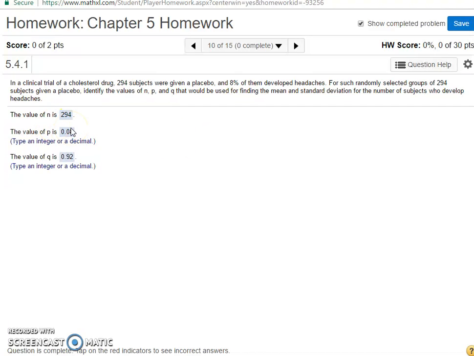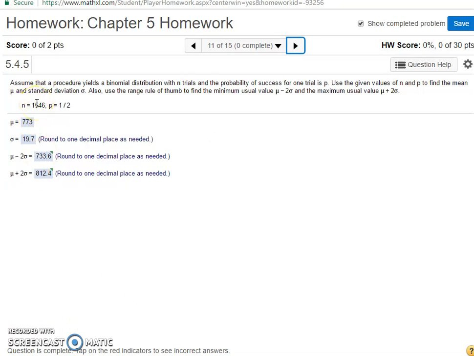So the value n, the number of people tested, is 294. P, the number that get a headache, 0.08. Remember, probability is 8%. The percentage sign leaves, it moves to the left 2 places. Get it? If someone leaves, they left you. So it moves left 2 places. And 100% is perfect, so that's why it's 2. So 8, 1, 2. The value of q. q is always 1 minus p. We always want to add up to 1 or 100% in probability. And so 1 minus 0.08 is my 0.92.